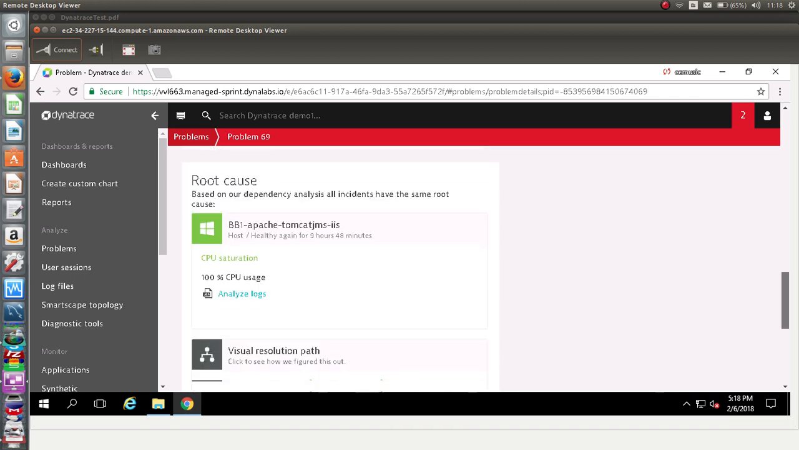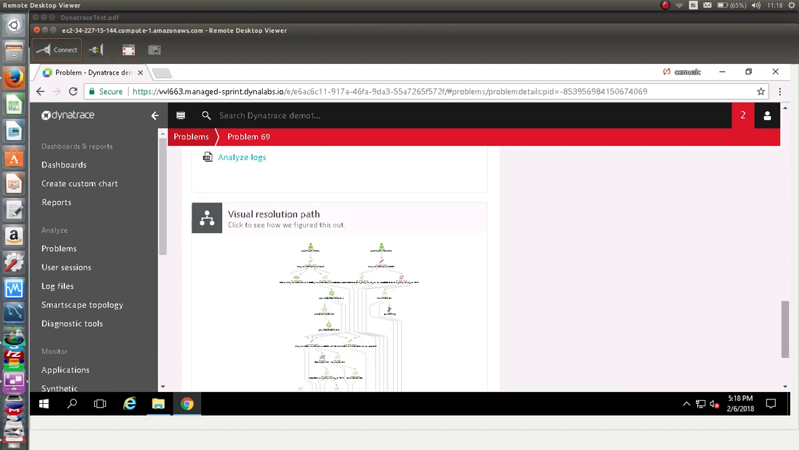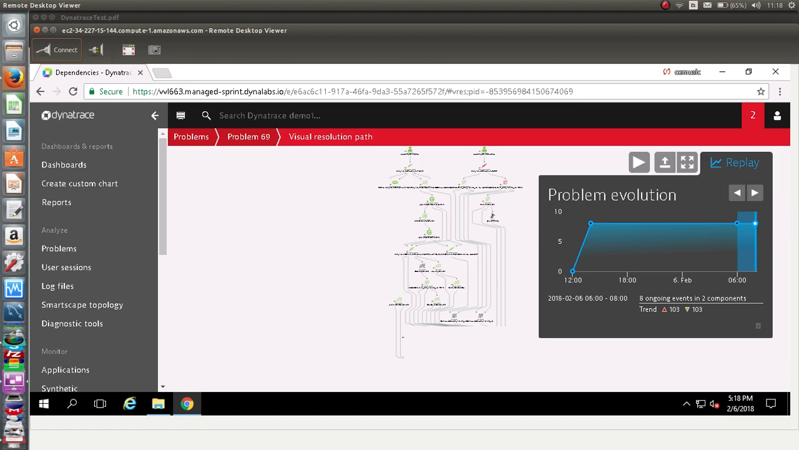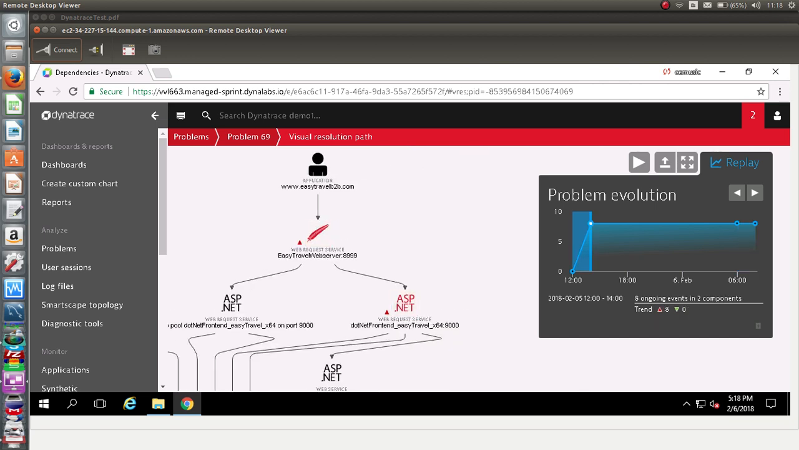we explore the root cause, and what is very important is that we are going to explore the visual resolution path of what is happening with the problem evolution. We go here, where the problem was. The start of the problem was here on the web service, and it kept evolving during all this time, almost all night, focused here on the web request service and the ASP.NET.